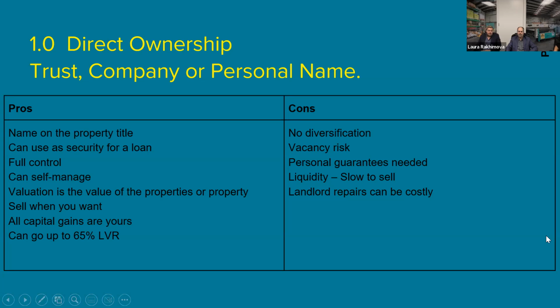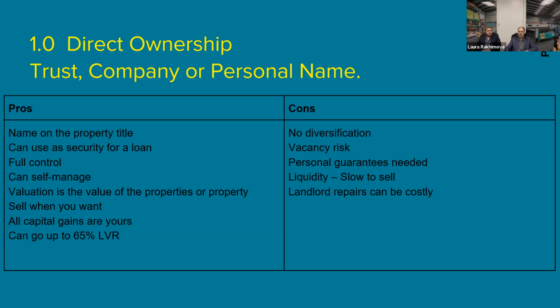And the other one is vacancy risk. That relates similar to the first one. You've got a larger vacancy risk because with direct ownership you'll often have fewer properties, which means you're more exposed to vacancy risk. You can limit that by having those properties in really good areas, but you've still got that underlying vacancy risk with limited tenants, especially if there's only one property with one tenant. If that tenant did go under or did need to vacate, that's quite a high vacancy risk.